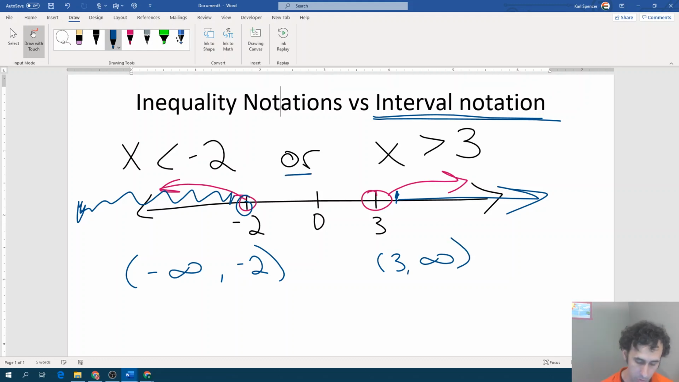And because we use this or, we have this little funky symbol. It looks like a U, and it really means union. But this is what we would call interval notation. It's the set of all those numbers that work. Negative infinity to negative 2, or from 3 to infinity.